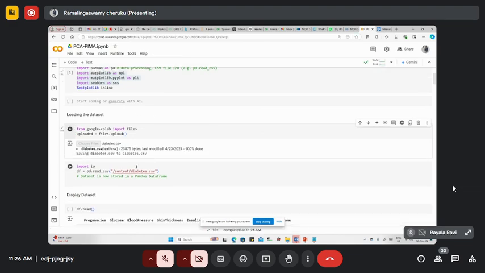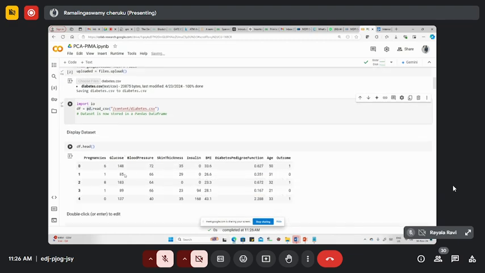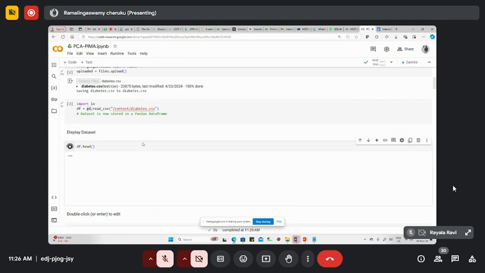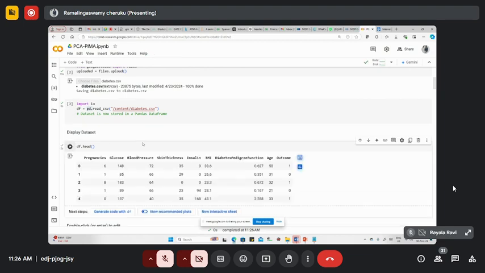So once I read it, import io and the data frame is equal to pd.read_csv, because read_csv is a function available in the pandas library to read the CSV file. So I am executing this. Now the data is available. Let us check whether the data is available in my programming environment. That's the reason for data frame dot head, to show the sample data.